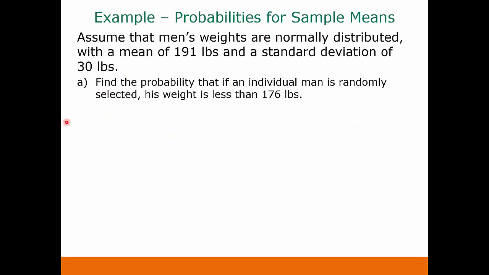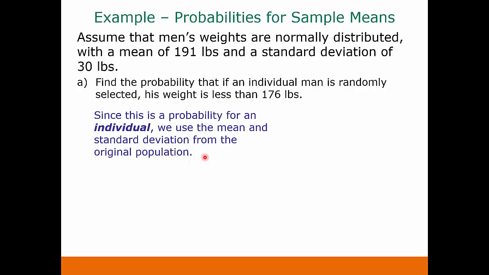So here's an example. Let's assume that men's weights are normally distributed with a mean of 191 pounds and a standard deviation of 30 pounds. So here's a typical problem we would have had in Chapter 7. Find the probability that if an individual man is randomly selected, his weight is less than 176 pounds. The key here is that we're talking about an individual, not a sample. Since this is a probability for an individual, we just use the mean and the standard deviation from the original population.